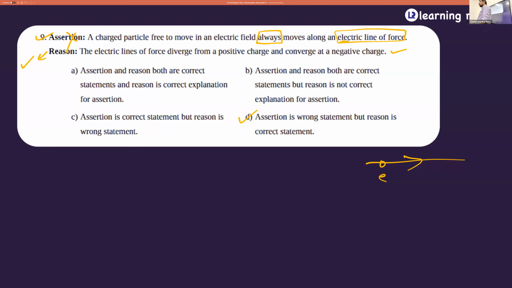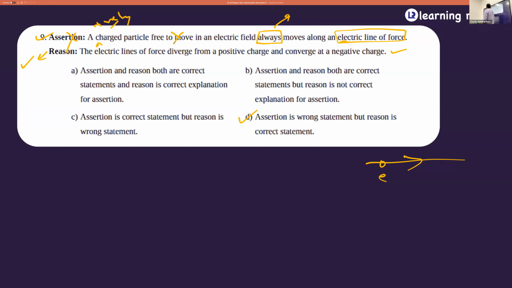Perfect. That is the answer. So they said always, and that would have been possible only if it is positively charged. Here, when they say a charged particle, you can take positive or negative. So for a negative charge, it fails. Right? So assertion failed, obviously. There is only one option where assertion is wrong. But for the sake of understanding, we'll see the reason also.